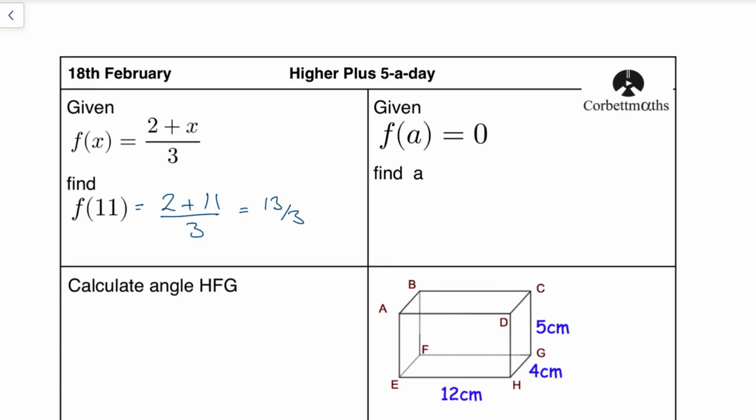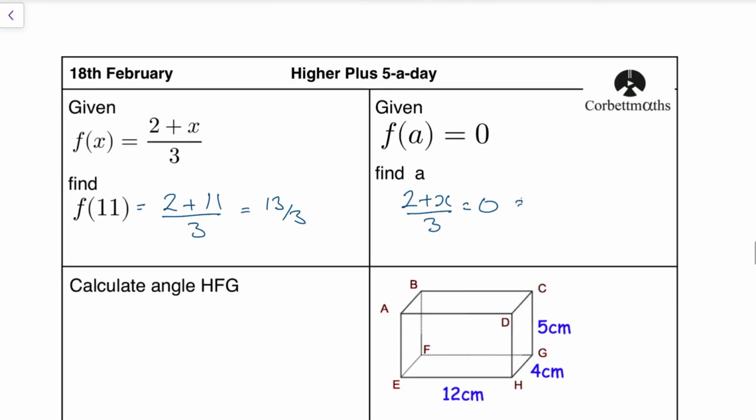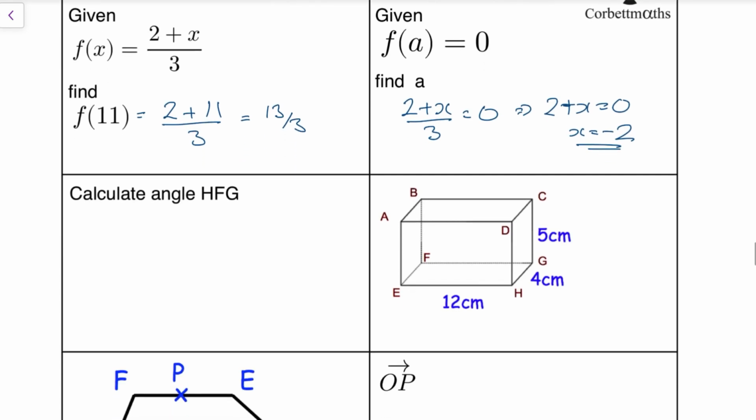Then it says over to the right, given f of a equals 0, find a. So now I know that (2 plus a) over 3 is equal to 0. Well, 0 divided by anything is 0. So it must be the case that 2 plus a is equal to 0, which means a is equal to minus 2. Or I could say multiply both sides by 3 and then move 2 to the other side. It's the same idea. First question done, or technically first two questions done.